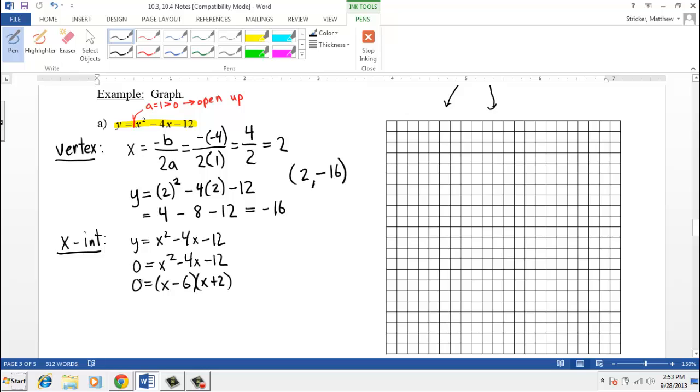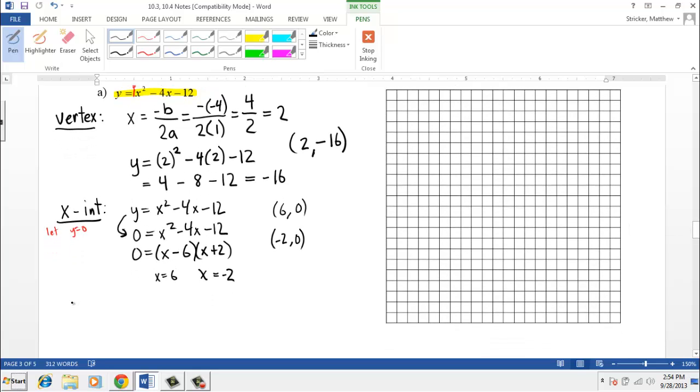Now if it wasn't factorable, we could have used what to solve it? You should say the quadratic formula. And this gives me that x equals 6 and x equals negative 2, which is really two different points. It's the point 6, 0. Why is it 6, 0? Well, x is 6 when y is 0. To find x-intercepts, we let y equals 0. So then the other point would be negative 2, 0.